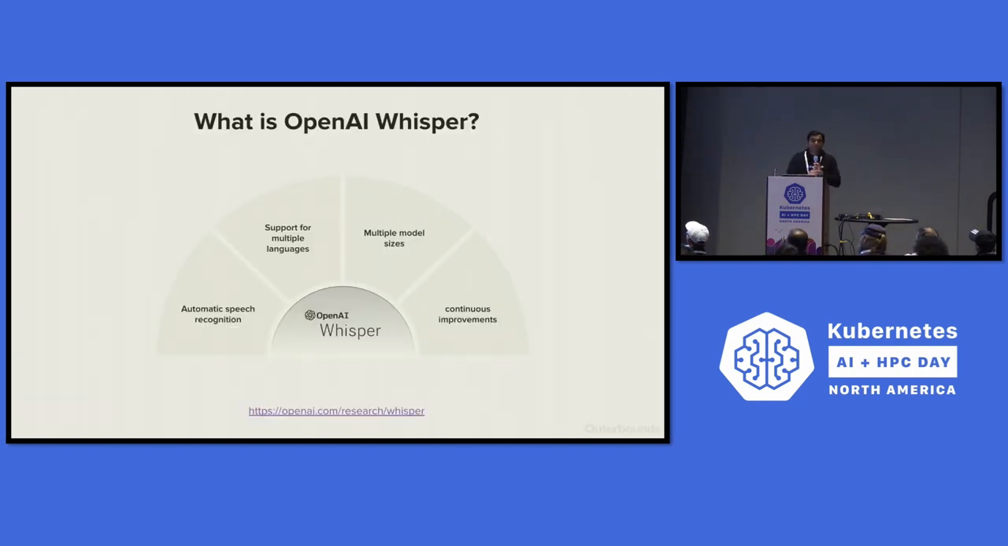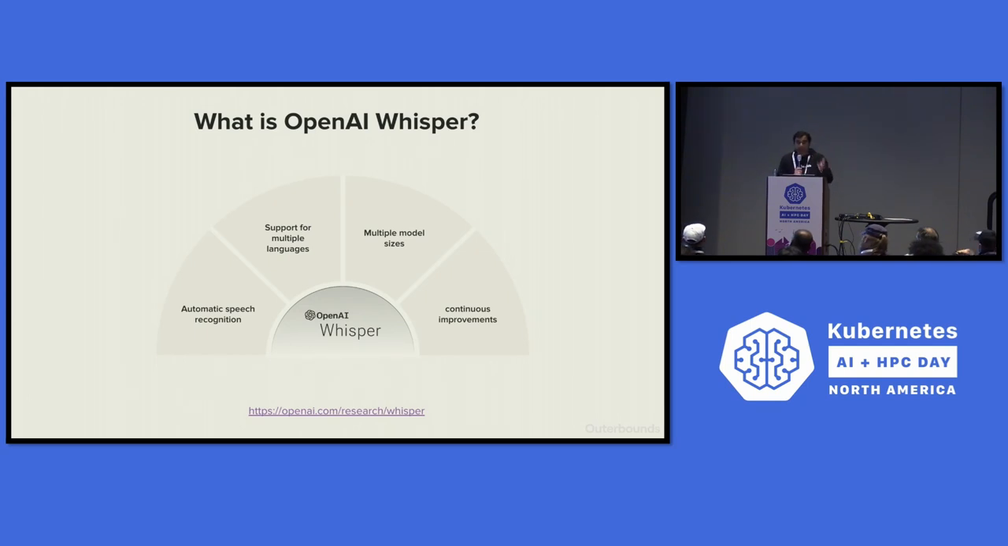Okay, so then let's move to the next part of the multiple jargons that we had, OpenAI Whisper. OpenAI Whisper is a machine learning model created by OpenAI that does speech-to-text translation. The simple thing that it does is, given an audio file, give me the text output of that audio. So that's what it does.